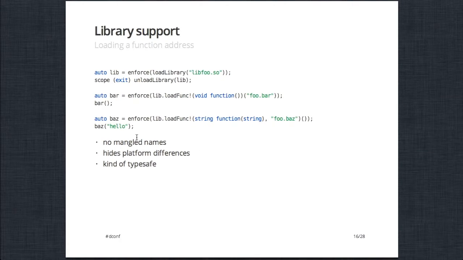So let's have a look at this again. We do a load library, and we enforce that the return value is not null. You can load a function by specifying the type and a fully qualified name, and you can call it. And you can do the same with a function of a different type and a different name. So what we got here is that we no longer have to deal with mangled names, because the mangling is done automatically.